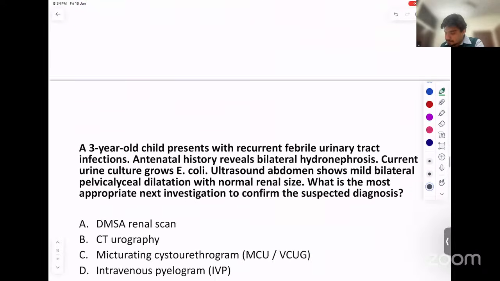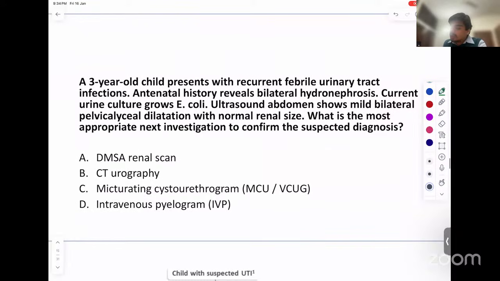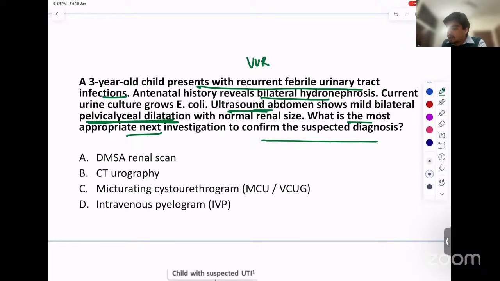All right. Next question. A 3-year-old child has presented with recurrent UTIs. There is bilateral hydronephrosis, USG showing mild pelvic calyceal dilatation. What is the most appropriate next investigation to confirm the suspected diagnosis? So this is pointing towards what? This is pointing towards VUR, and the investigation of choice for VUR is MCUG.